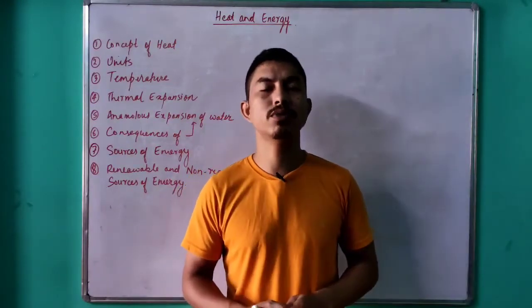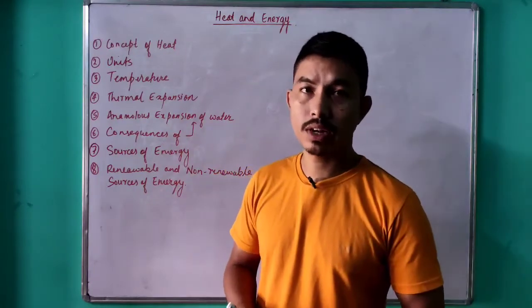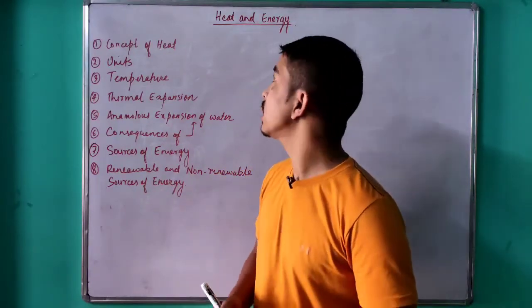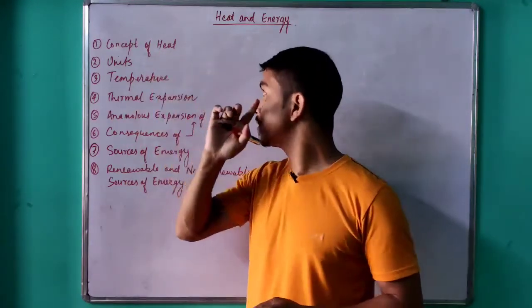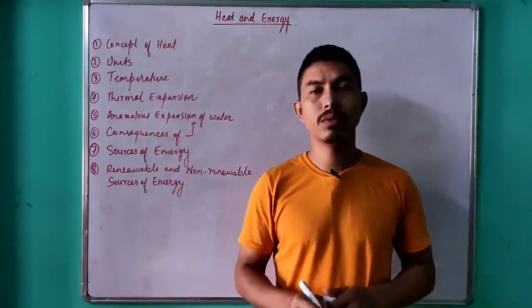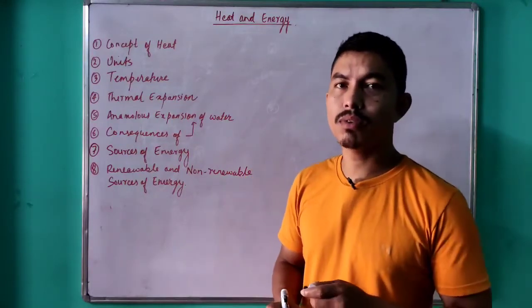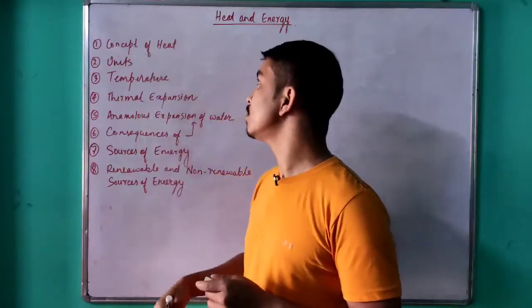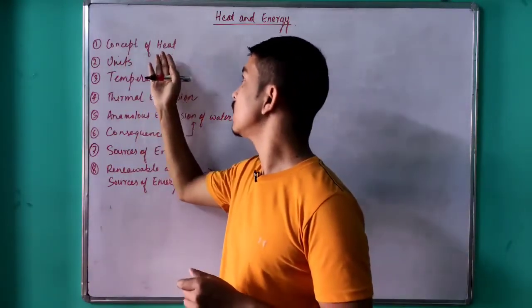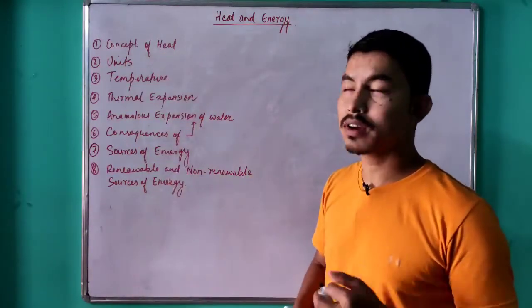Today we will be beginning a new chapter of your physics textbook, that is the 6th chapter of your book, and the chapter's name is Heat and Energy. We are very much familiar with this word heat. We have been studying that heat is a form of energy, and today we will try to understand a little bit deeper about heat, like we'll be understanding a basic concept of heat.